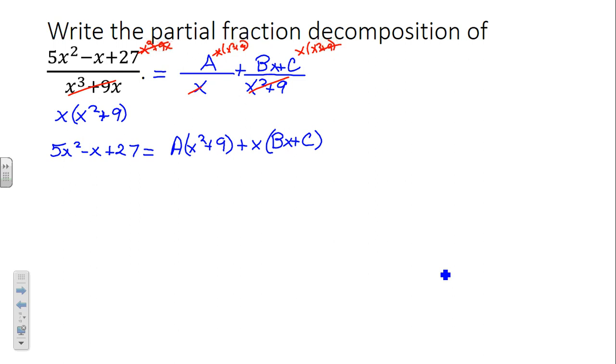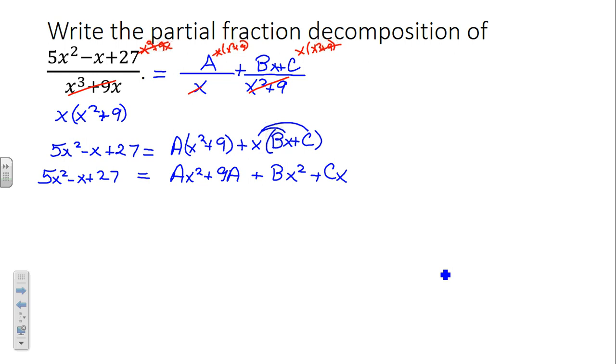Let's distribute everything through to simplify this. So we will have an ax squared plus a 9a plus a bx squared plus a cx. So when I take the x times everybody, I'll get a bx squared and a cx. Okay, so far so good?